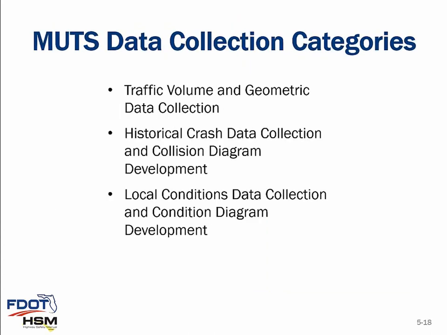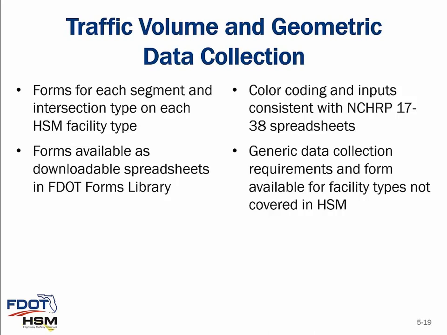Chapter 5 provides forms to aid in traffic volumes and geometric data collection. It also contains information regarding historic crash data collection, collision diagram development. Further, there is information regarding local conditions data collection and condition diagram development. The MUTS Chapter 5 forms provide the forms that are needed for each segment and intersection type on each HSM facility type. So there are forms for Chapters 10, Chapters 11, and Chapters 12 within the overall MUTS Chapter 5.